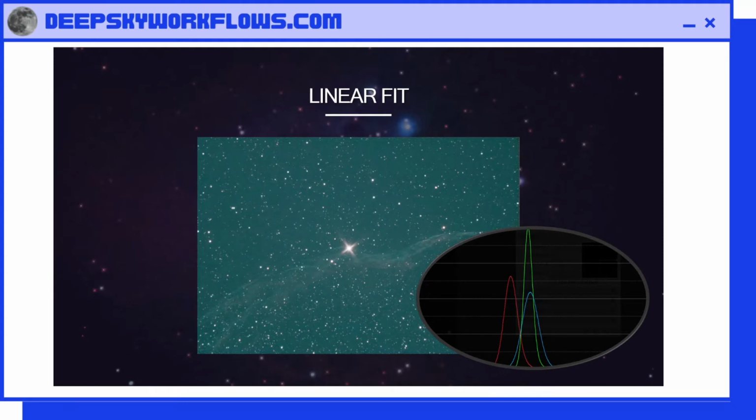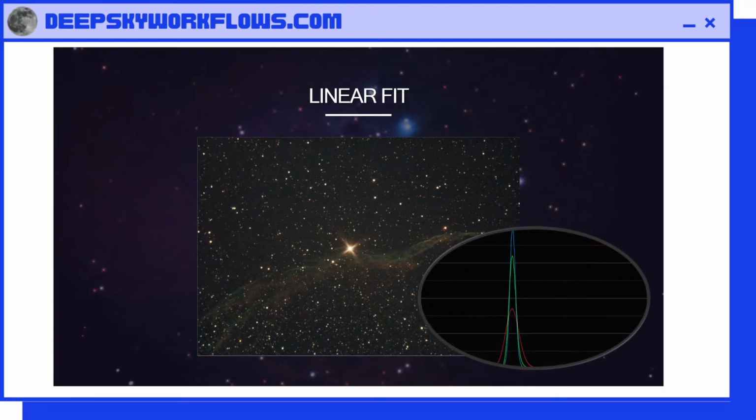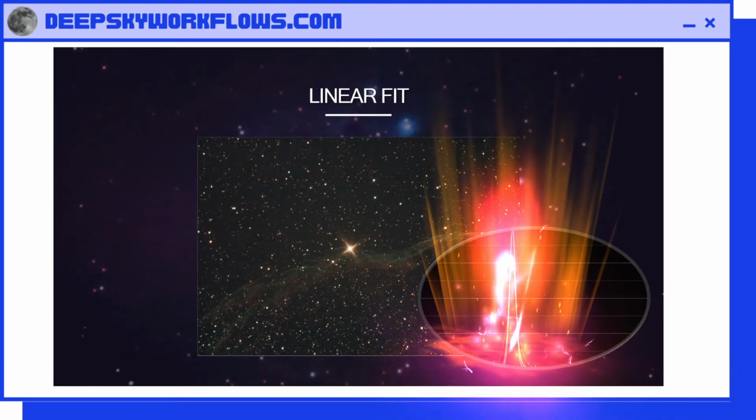If we run linear fit, it'll align the channels, and there's several approaches to this. I might pull the intensity of the blue and green down so that they match the red, or I might increase the intensity of the red so it matches the blue and green, or I might average somewhere in the middle. But regardless of the approach, the image changes to something like this, and if we look at the histogram, we can see it's far more balanced and the channels align.